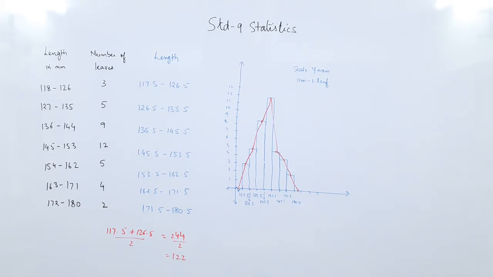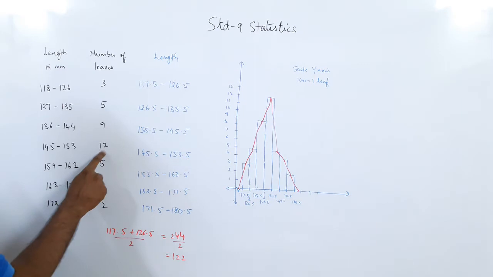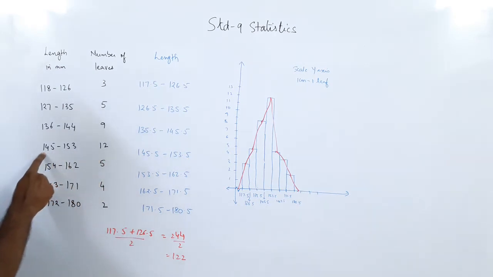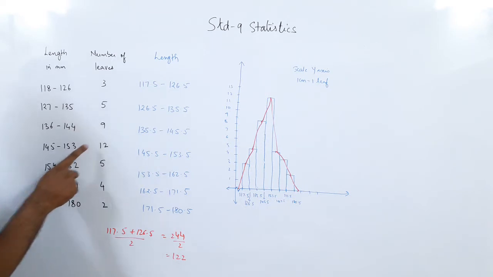Then the question asked, is there any other way to represent this graph? Then the answer is yes, we can show it by a frequency polygon. So I have done the frequency polygon in the same sum. The third question asks, is it correct to conclude that the maximum number of leaves are 153 millimeter long? So you can see here, what is the question asked? The maximum number of leaves are 12 and the length of the leaves is 145 to 153. So the question asks, can you conclude that the maximum number of leaves are 153 millimeter long?